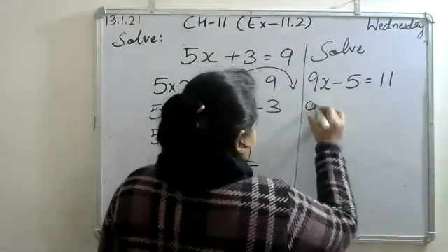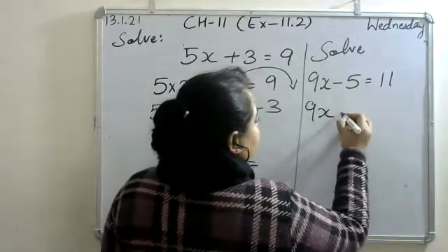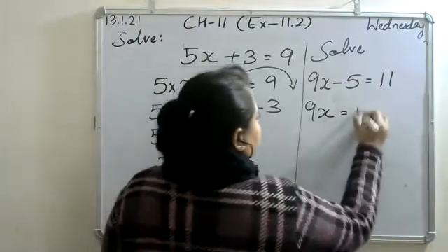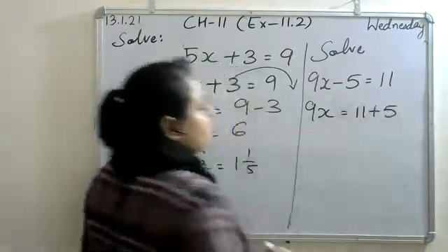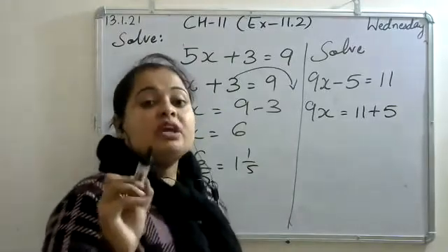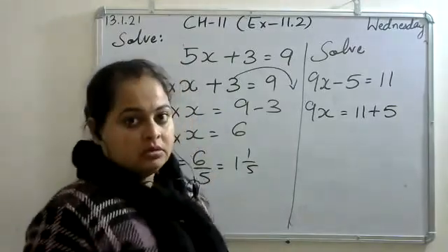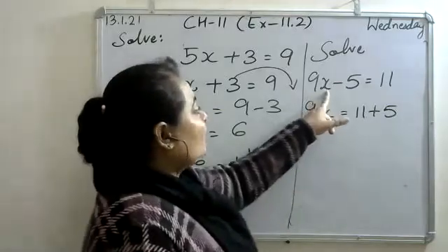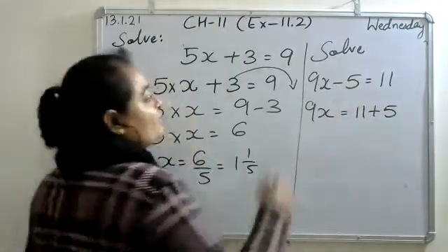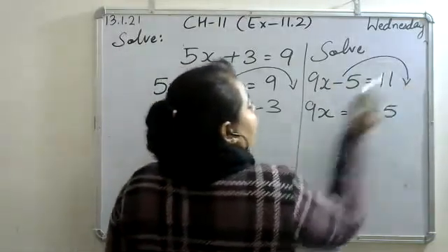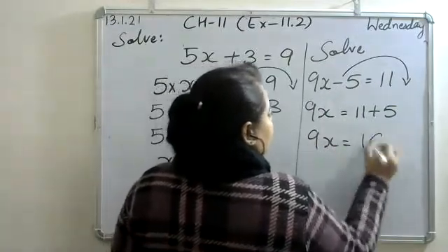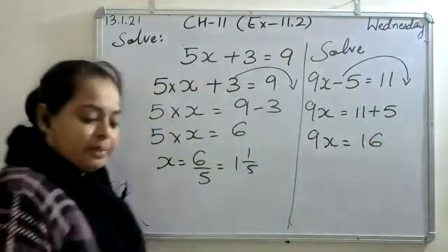9x is equal to 11 plus 5. Very good. So first of all, you will shift the number which is not with variable. 9 is with variable. So minus 5. So first of all, you will shift this minus 5. And this minus will change to plus. So 9x is 16. Now tell me Nitya, what is the next step?